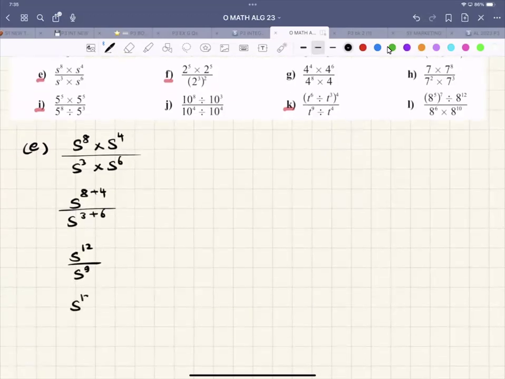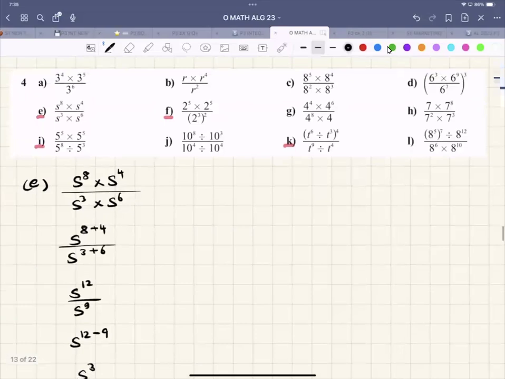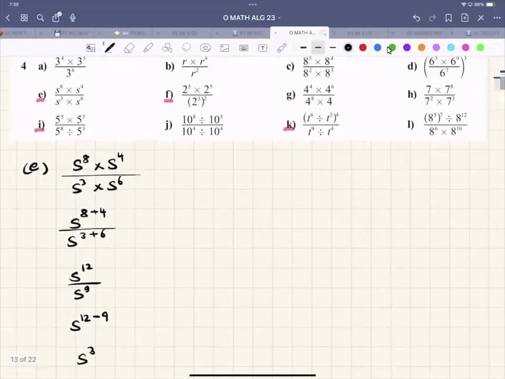So now s raised to power of 12 minus 9, which is s power 3. So that's how I've done it. I've treated the numerator and denominator separately and then simplified.